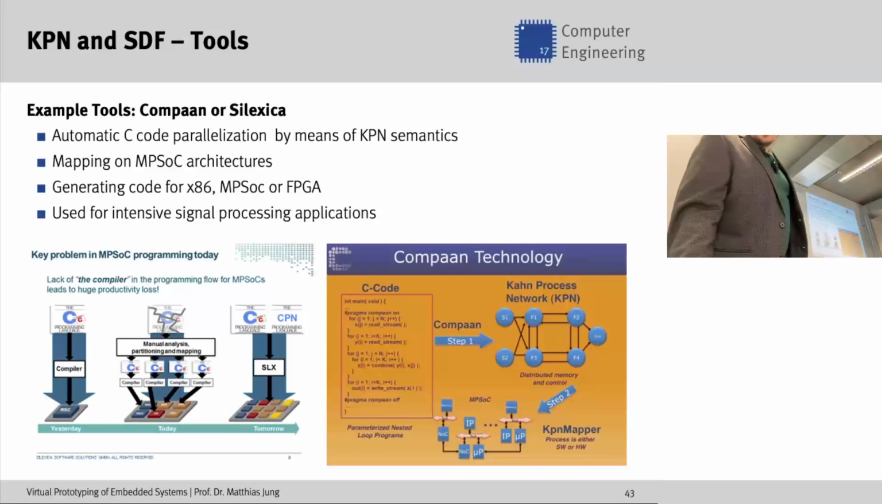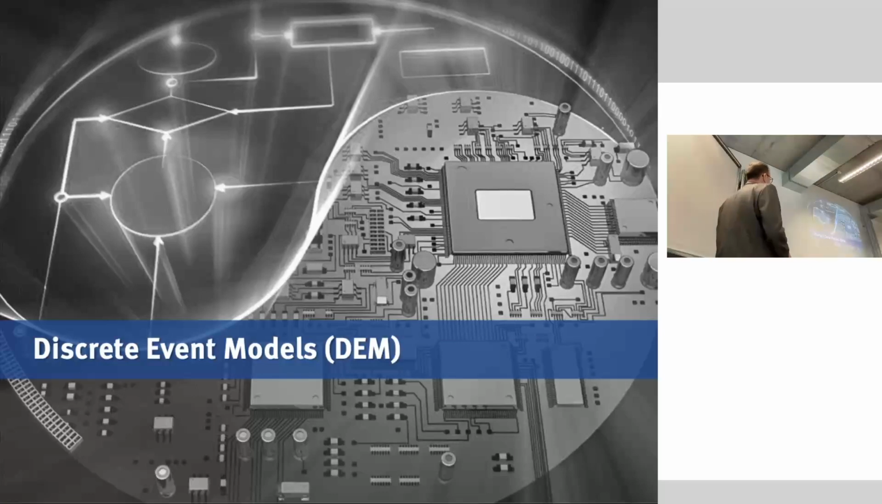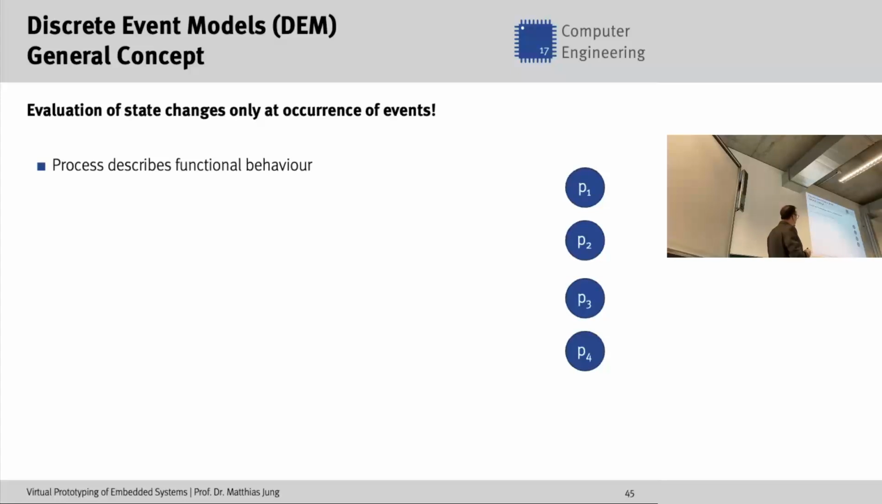I probably don't have enough time to talk fully about this now, but I ask again, who has attended my Rechenanlagen lecture in the past? Okay, then it's worth explaining this in full detail again. This is another concept, which is called discrete event simulation or discrete event models. And we have the same concept of processes again. That's important. Therefore I showed the Kahn process networks first, so that you are already aware what a process is.